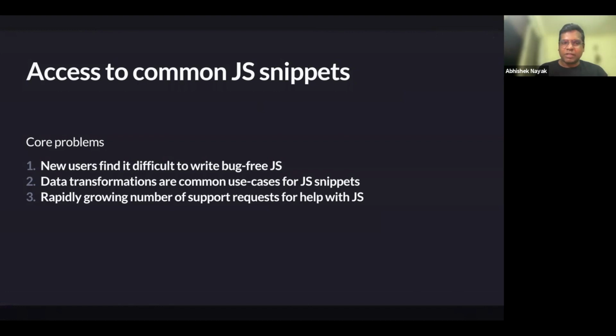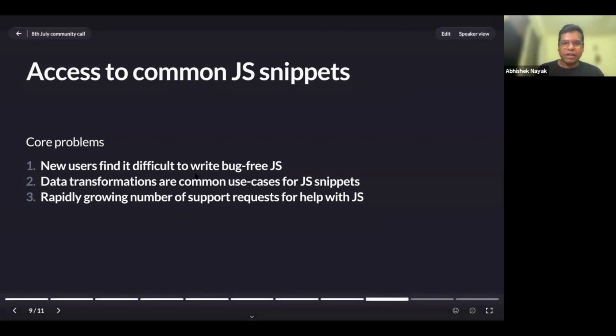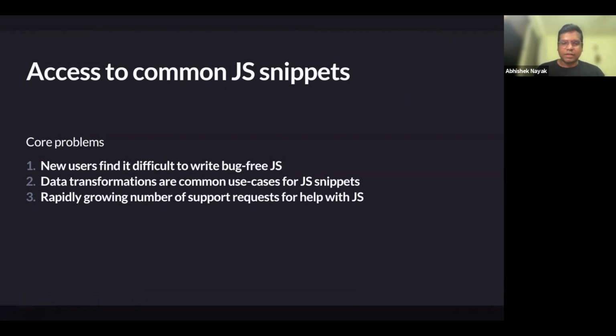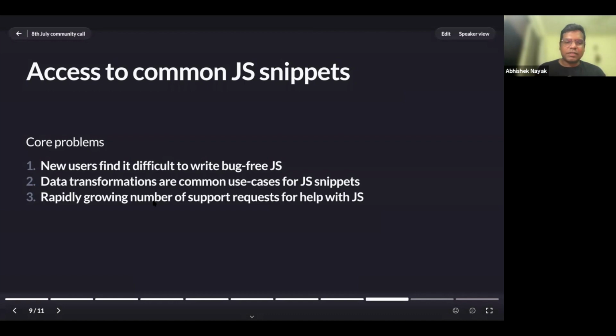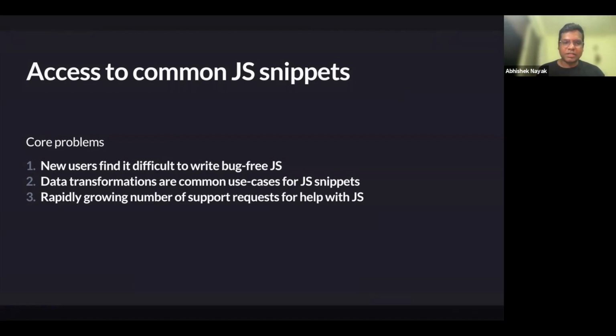The core problem that we are solving is new users find it difficult to write bug-free JS. The second is there are common data transformations that are done by users repeatedly, and again they reuse the same JS code multiple times. The third is the number of support requests has grown quite a bit as our user base has grown. So to address this, we decided to introduce JS snippets.